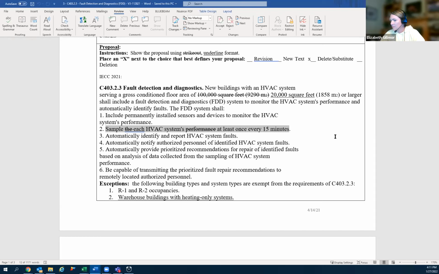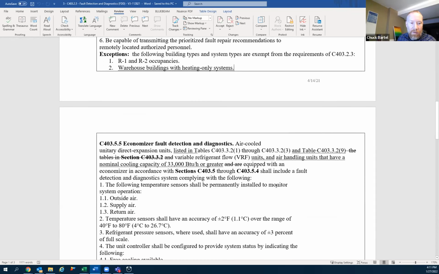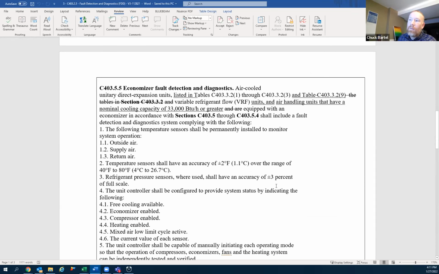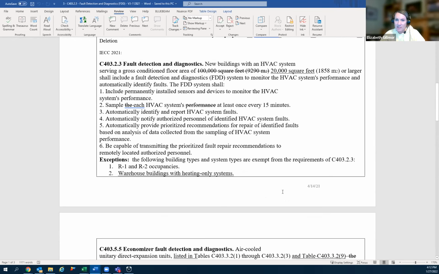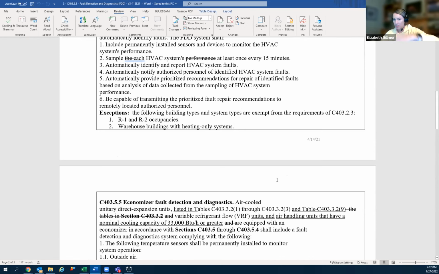And I'll second Eric and Mark's recommendations to remove the amendments to section C403.5.5, because I think it'll be covered in a future proposal of C403.5. In the 2018 IECC, if we want to just reference any language there, C403.5.4 is where the fault detection requirements used to be iterated.